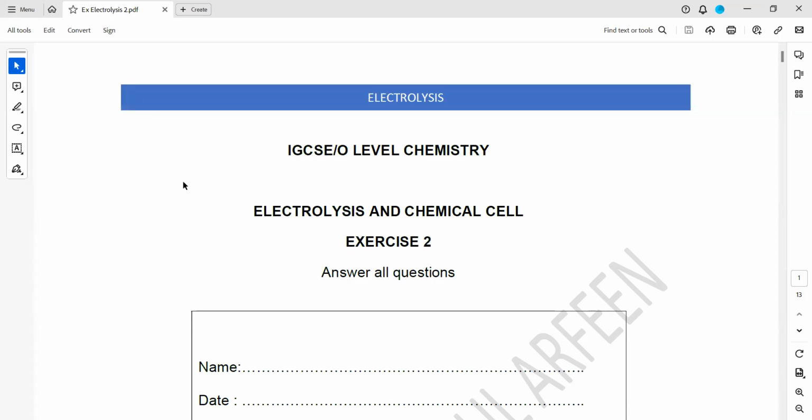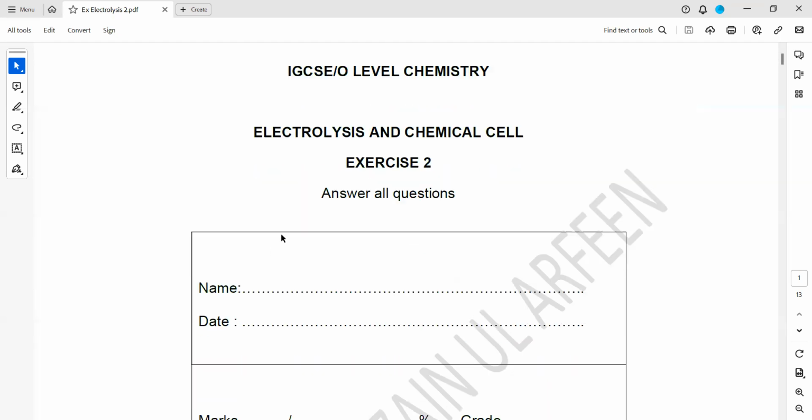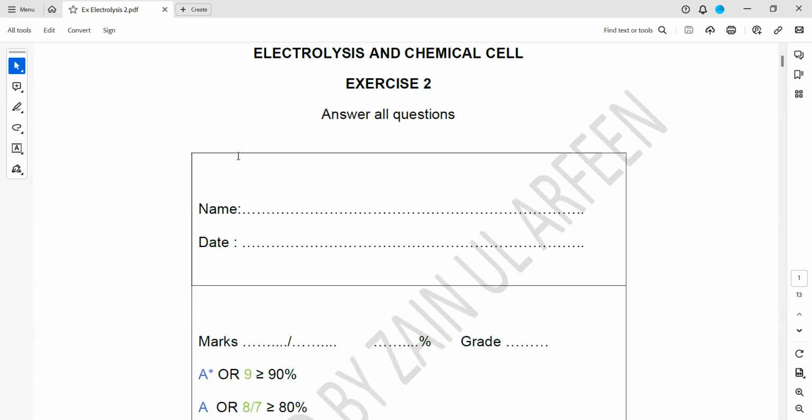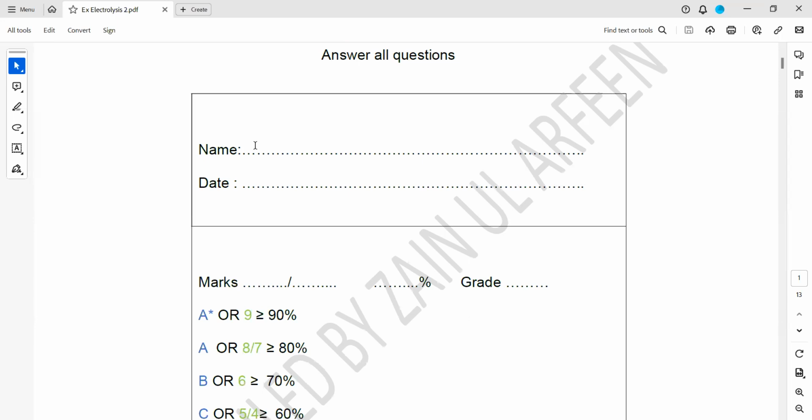This is exercise 2 related to electrolysis and the chemical cell, because there are two parts in this. One is about electrolysis and another one is a chemical cell. Exercise 1 is about MCQs and exercise 2 is the structure questions. But we'll not do the chemical cell questions, as we did not complete that topic. We are only doing the electrolysis part.